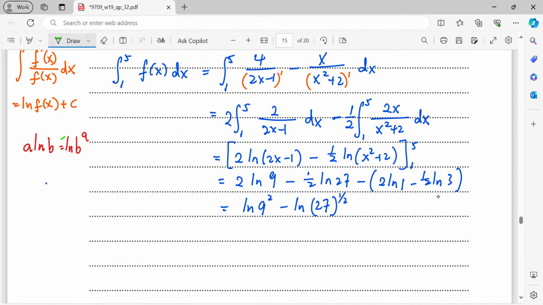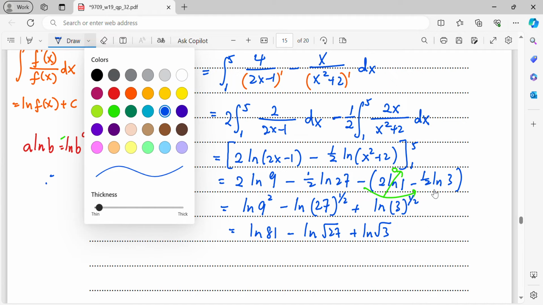Okay, then ln 1 is 0, no need to count. This minus times minus becomes plus half ln 3. So plus, the half I move up, so ln 3 to the power of half. Okay, so here I rewrite. This is basically ln 81 minus ln square root 27 plus ln square root 3.